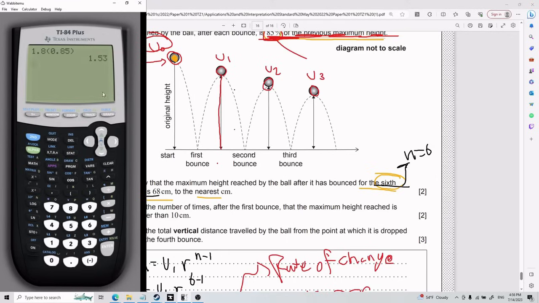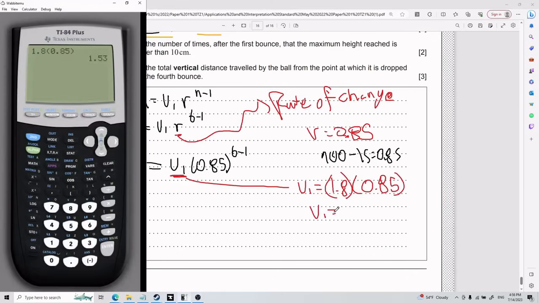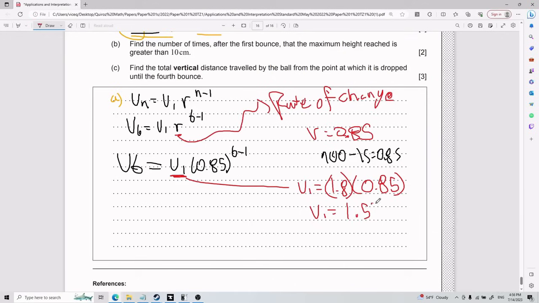And this right here is going to be u1. I could technically do this 5 more times and get my answer, but I'd rather figure out what u1 is right away. u1 is going to be this 1.8 times the rate of change only once, which is 1.53. So now I can solve it. u6 equals u1, which is 1.53, times 0.85 to the power of 6 minus 1.